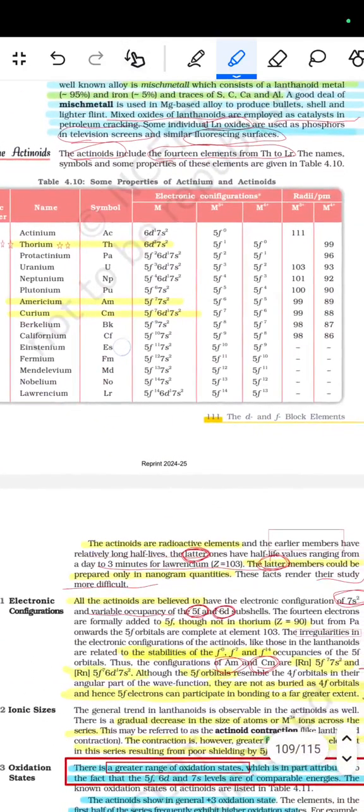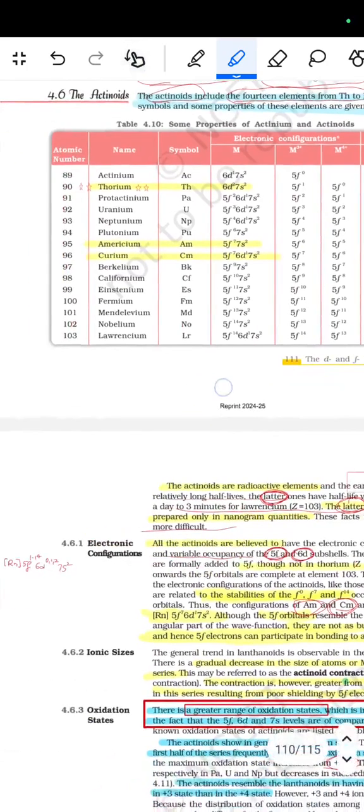Then come the actinoids. The actinoids include the 14 elements from thorium to lawrencium. The names, symbols and some properties of these elements are given in Table 4.10.